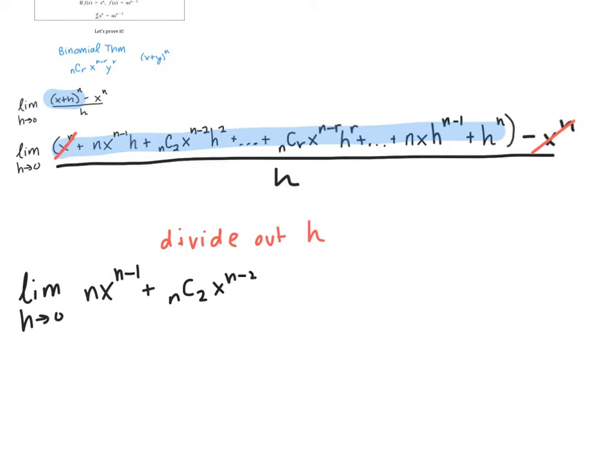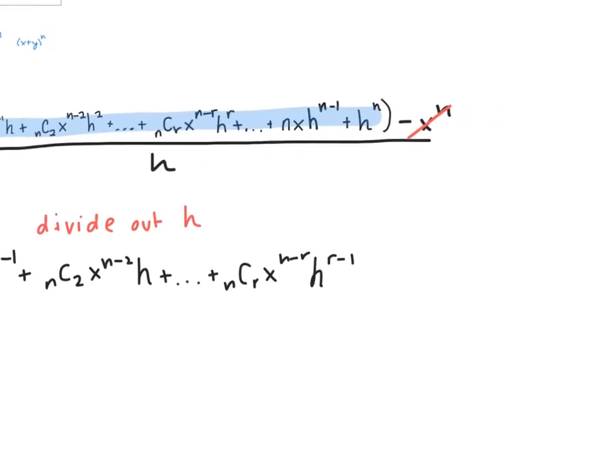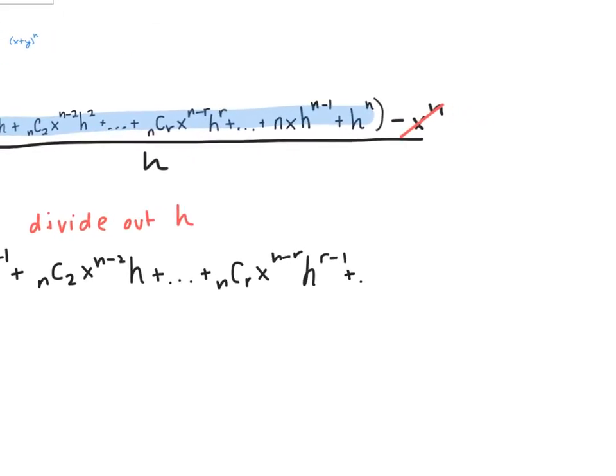Now it just becomes h. H to the second power has been reduced by 1. We can even rewrite that middle term. So this will be h to the r minus 1. And let's jump ahead to the second to last term. So n times x times h to the n minus 2. So it drops down 1. Plus h to the n minus 1. So that also drops down 1.